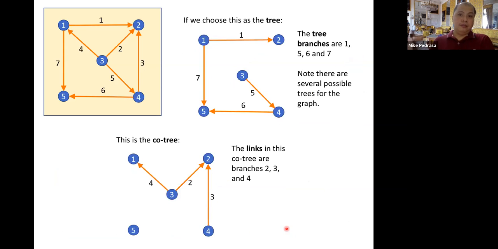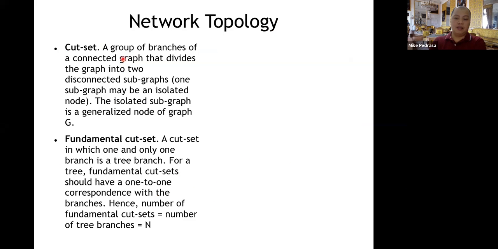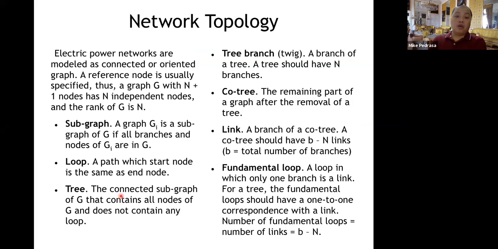Moving on. For this graph, let us choose a tree. Again, a tree by definition, let's go back to that slide, is a connected subgraph. It's a subset of the entire graph, within which all nodes are present. It contains all nodes, but does not contain any loop.